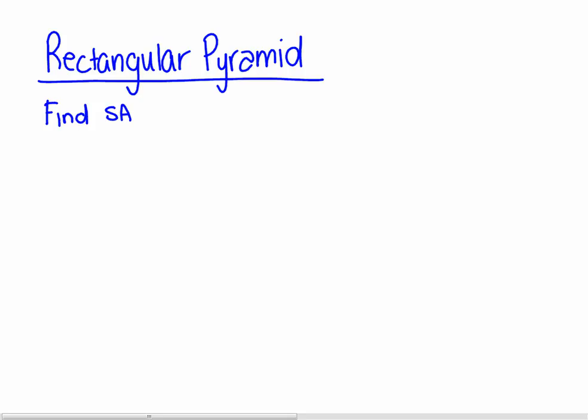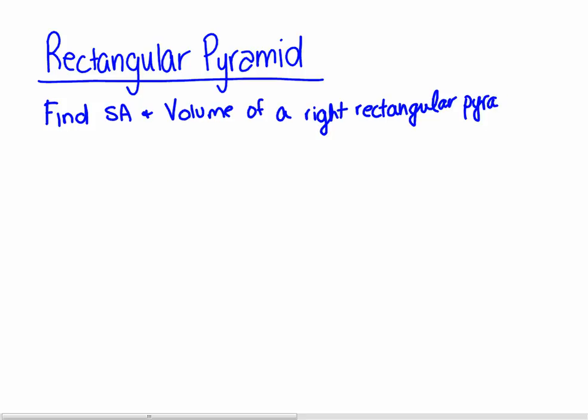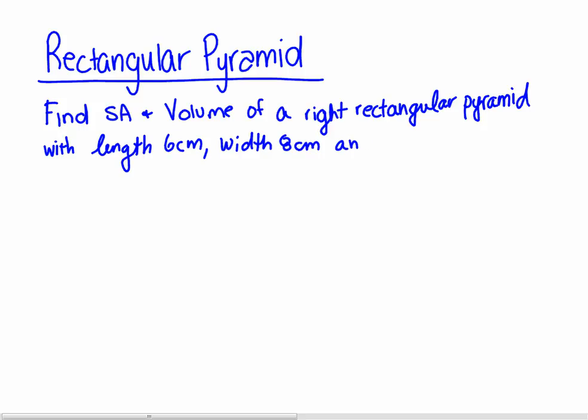Find surface area and volume of a right rectangular pyramid with length 6 centimeters, width 8 centimeters, and height 4 centimeters.